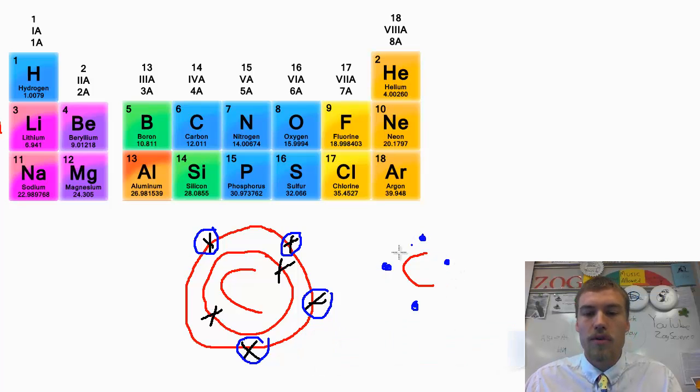The reason why we're spacing them out like this is because later on when we talk about bonding, it's very important whether or not these are paired up with one another or whether or not they are just sitting there all lonely like they are right now.